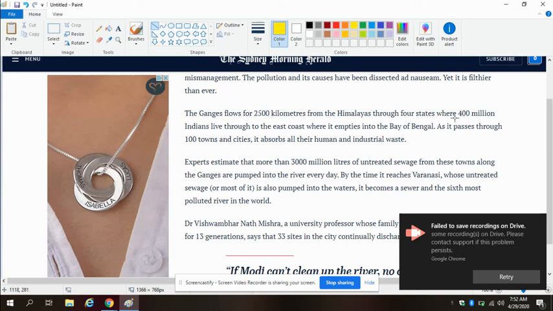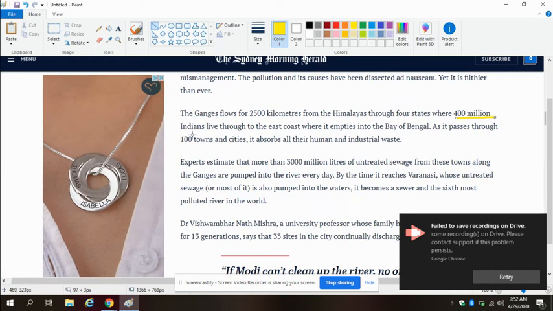So I could definitely use the fact that 400 million people live along this river. So we should probably clean it up because it affects 400 million people. So I'm going to underline or highlight that one and keep on reading.